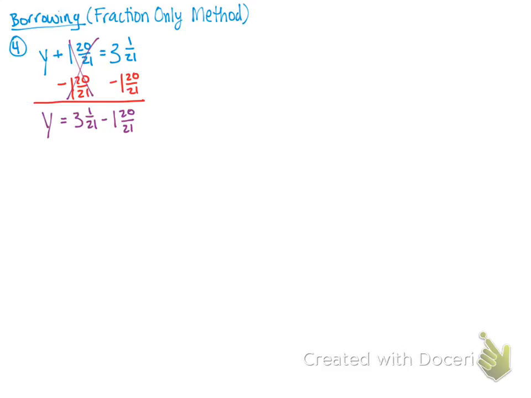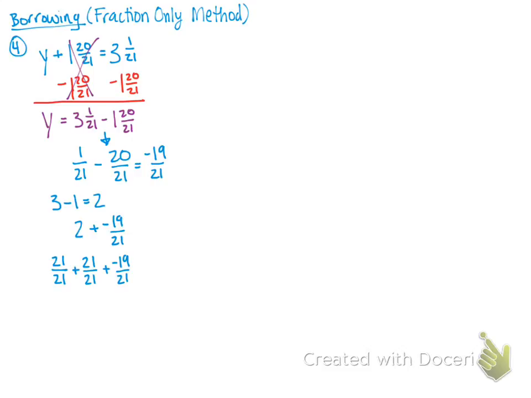The only thing is if you do that, you're going to end up with 1 over 21 minus 20 over 21. A lot of 1s, lots of 20s. Anyway, this is going to give you a negative number, negative 19 over 21. And then when you do 3 minus 1, you still get 2, but then you have 2 plus negative 19 over 21. So what you end up doing is you're going to break the 2, the whole number 2, down into two fractions that equal 2.